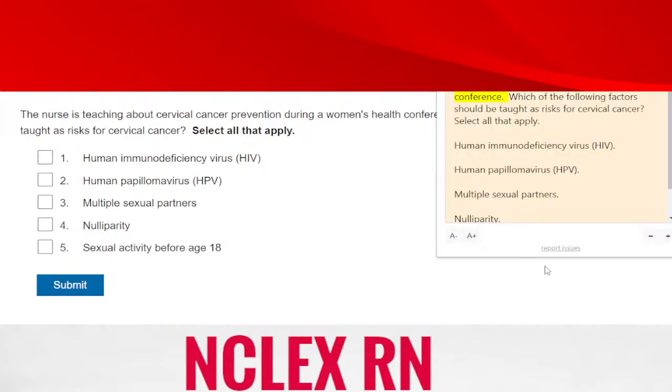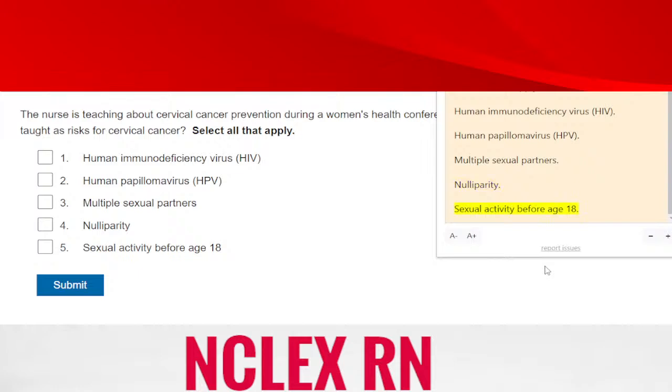The nurse is teaching about cervical cancer prevention during a women's health conference. Which of the following factors should be taught as risks for cervical cancer? Select all that apply. Human immunodeficiency virus, HIV. Human papillomavirus, HPV. Multiple sexual partners. Nulliparity. Sexual activity before age 18.